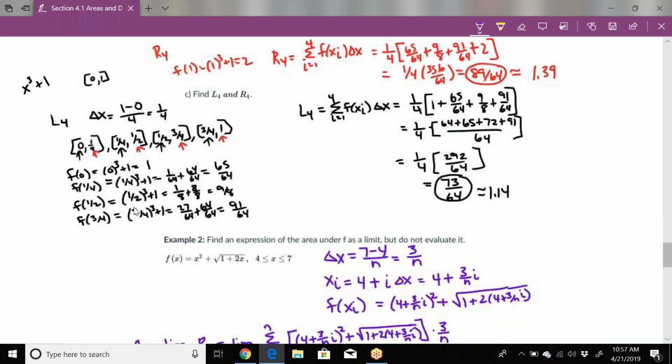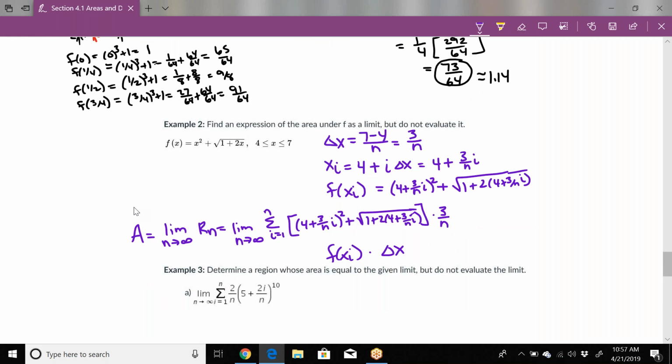Okay, then example 2 was just kind of part A of example 1. I just wanted to make sure we had this one written down. So you're finding the expression of the area under f as a limit, but do not evaluate it. So we're doing the limit of the Riemann sums. So, again, finding your delta x is crucial. Delta x is 7 minus 4 over the number of rectangles, which is unknown at this point. So that's just 3 over n.